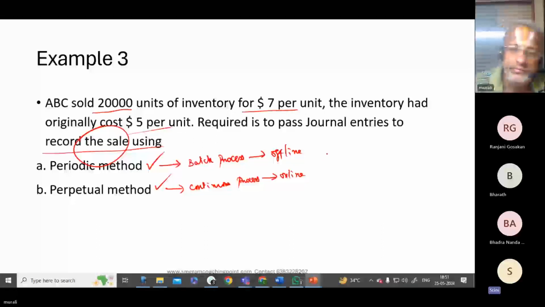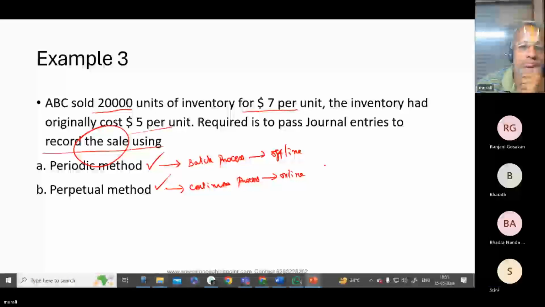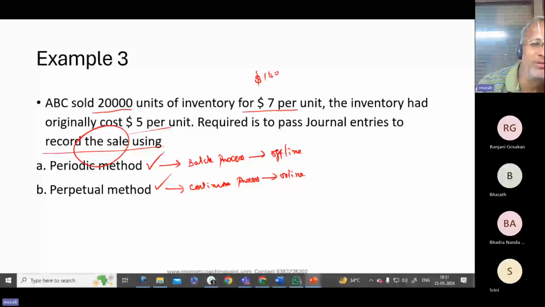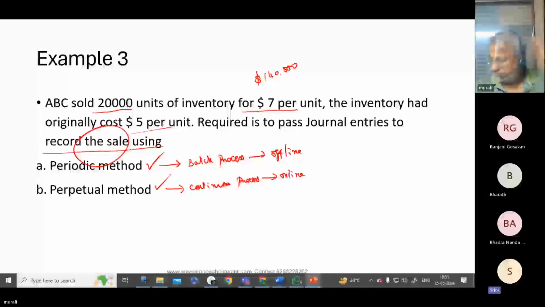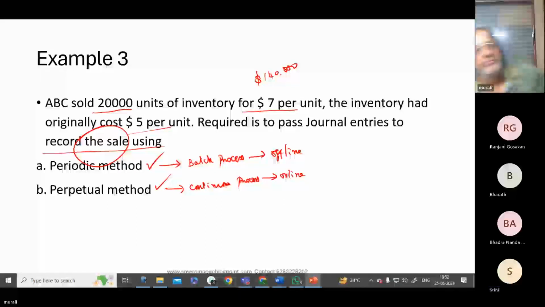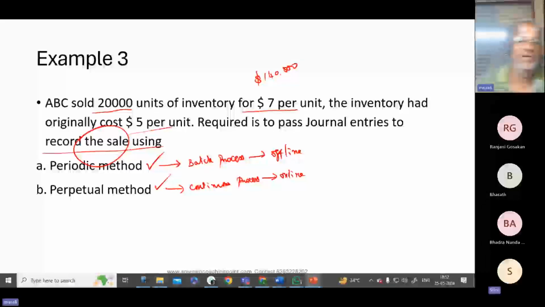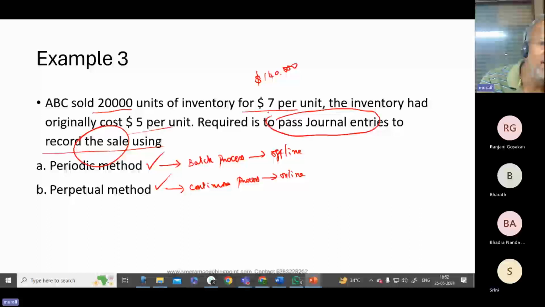For the sale, you sold 20,000 units of inventory for $7. So $140,000 is the revenue, that's a credit. In both cases, it is $140,000. But what are the account heads that you would be using for debit and credit? For the cost of goods sold, it's going to be $100,000, and then the balance will go towards the. No, no. See, Sree, the question is about the journal entry for the sale. That's it. The rest of the matter of computing 20,000 into 7 is not a big issue.